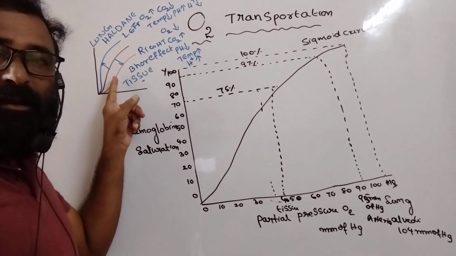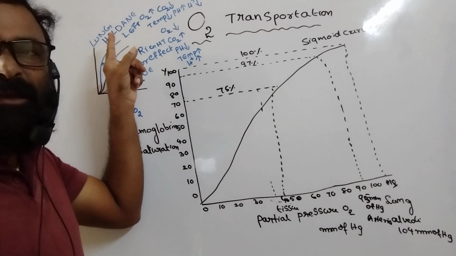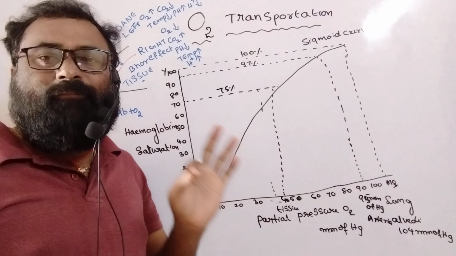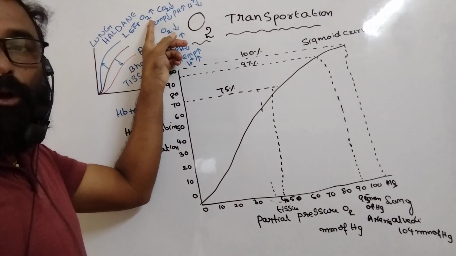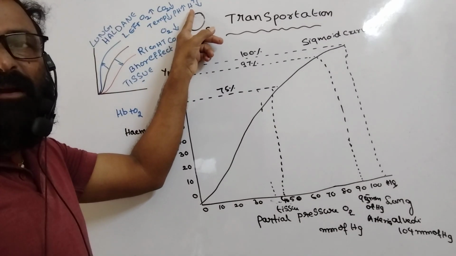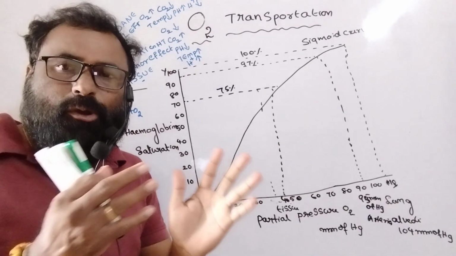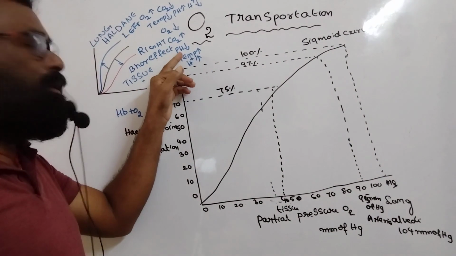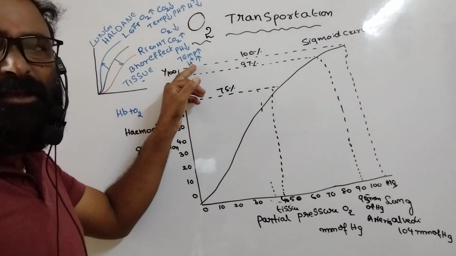What is the Bohr effect? Dissociation of hemoglobin from oxygen. What is the Haldane effect? It explains association of hemoglobin with oxygen. What are the favorable conditions for association? More O2, less CO2, lower temperature, higher pH, and less H plus ion concentration. What are the favorable conditions for dissociation? Less O2, more CO2, lower pH, higher temperature, and more H plus ion concentration.